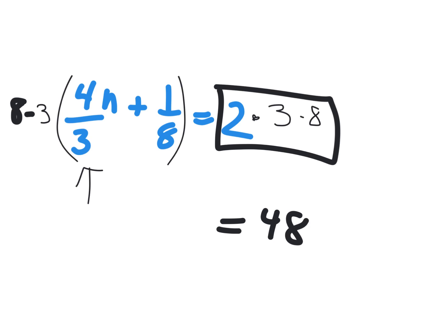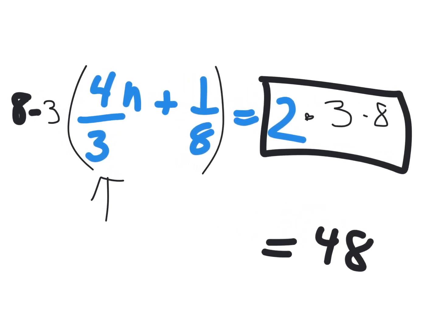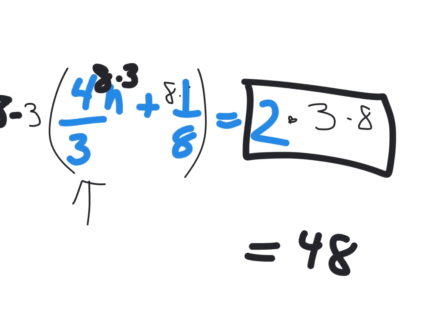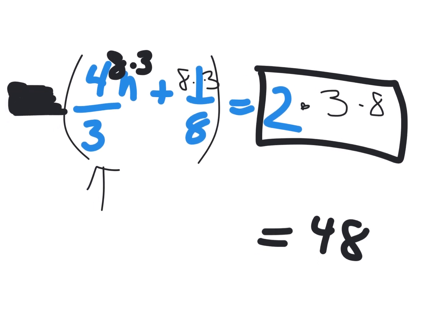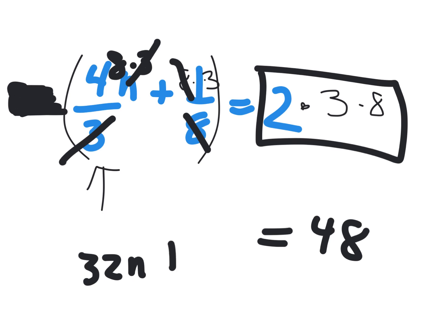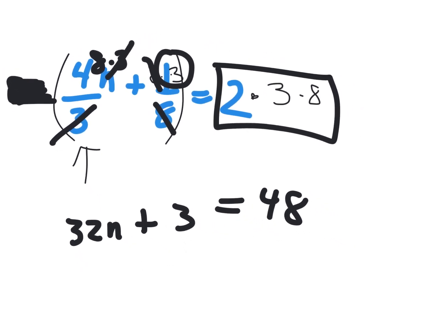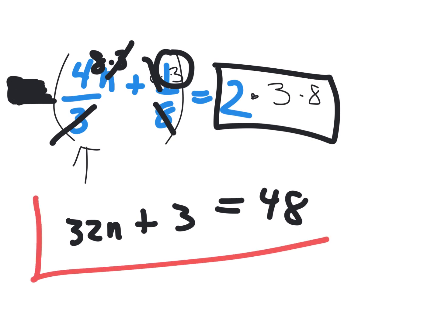This one distributes the 8 times 3 here and here. And times it by 1 doesn't really do anything, right? So, now that I've distributed my 8 times 3, look at how cool this is. Cancel, cancel, cancel, cancel. 8 times 4 is 32n, plus 1 times 3 is 3. And look at that. And if you can't solve this, you're in the wrong class.